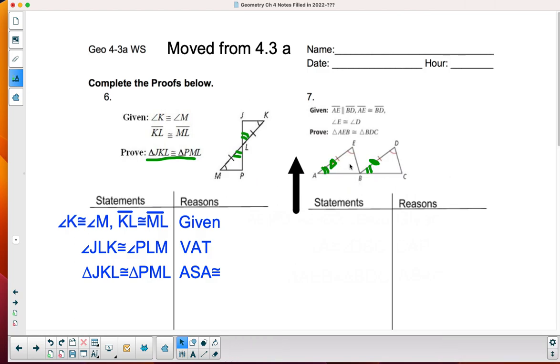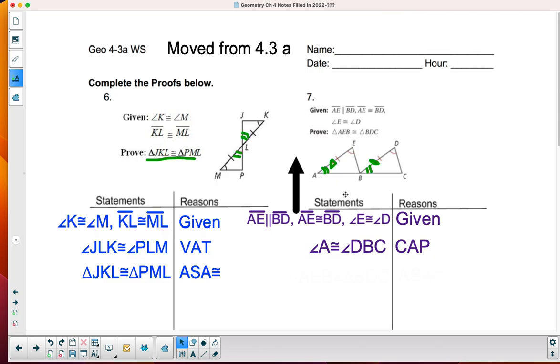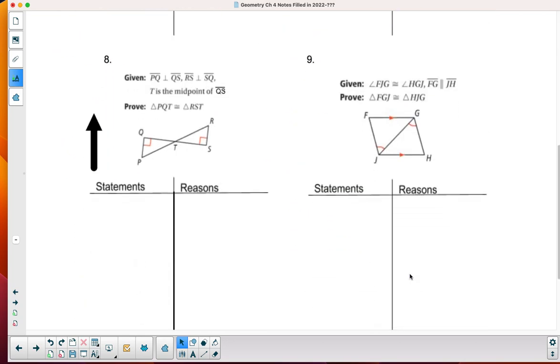But what it comes down to is corresponding angles. So I've got the given, corresponding angles, and angle side angle. So I've got my given going on. And then I have corresponding angles, A and angle DBC. And after I do that, I am looking at these 2 triangles being congruent by angle side angle.